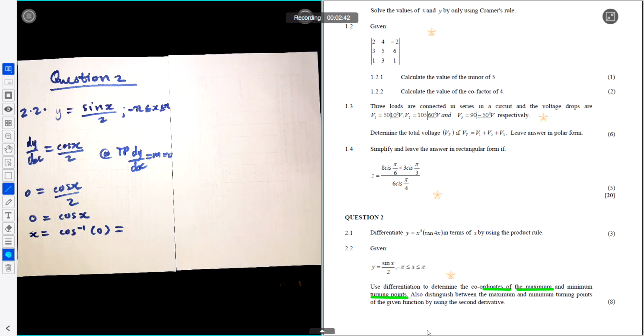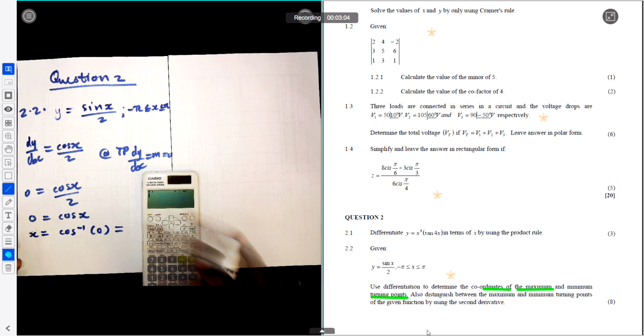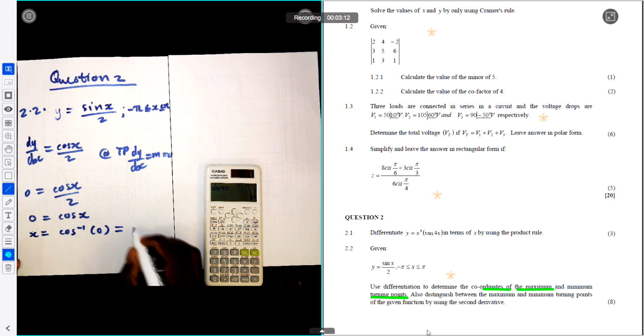But if you're not working in radians, you will use degrees. Normally you have to change your calculator, shift mode, and look for radians. My calculator is number 4 there. It's in radians. So when I say arc cos 0, it gives me pi over 2. But if your calculator is in degrees, it's going to give you 90 degrees. So I have pi over 2. So this is the first value at the turning point.